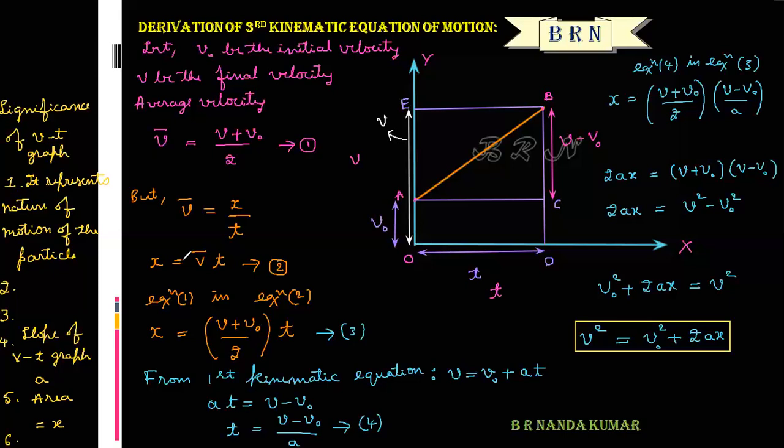Number one, it represents the nature of motion of the particle. The velocity of the particle at any instant can be obtained from the curve. Acceleration of the particle at any instant can be obtained from the curve. Slope of the VT graph represents the acceleration, right? Area under the VT graph represents the displacement, and kinematic equations of motion along a straight line can be derived. Okay, so these are some very important uses of the VT graph.